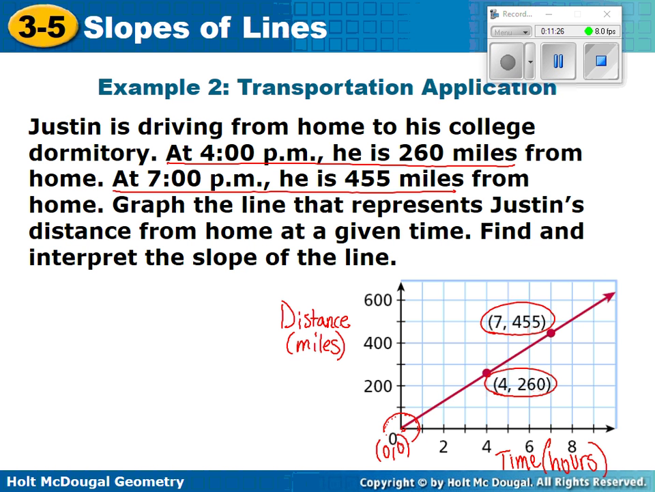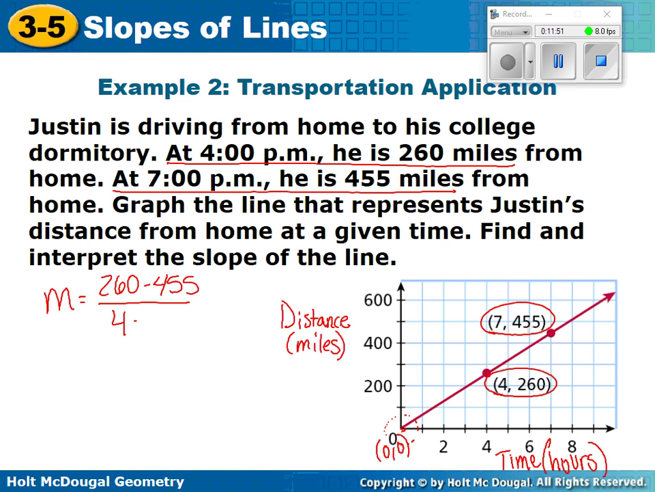Okay, it wants us to find the slope. Is this a good problem for us to count rise and count run? No. So let's use our slope formula. What's going to go on the top? Okay, so specifically for these numbers, what would I type in? Okay, Liam said 260 minus 455. What's going to go on the bottom, Liam?